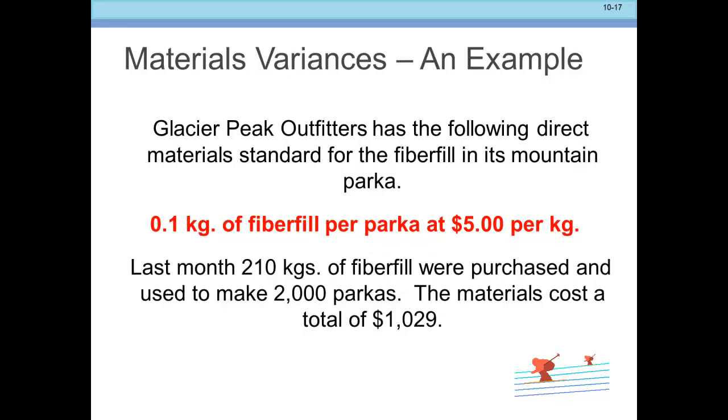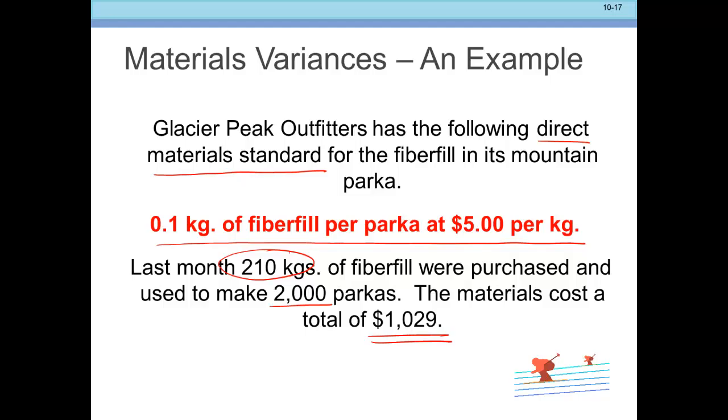Let's take this example problem and solve for material price and quantity variances. Glacier Peak Outfitters has the following direct materials standard for the fiberfill in its mountain parka: 0.1 kilograms of fiberfill per parka at $5 per kilogram. Last month, 210 kilograms of fiberfill were purchased and used to make 2,000 parkas, and the material cost us a total of $1,029.